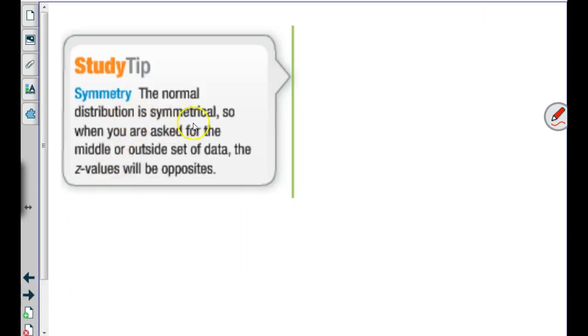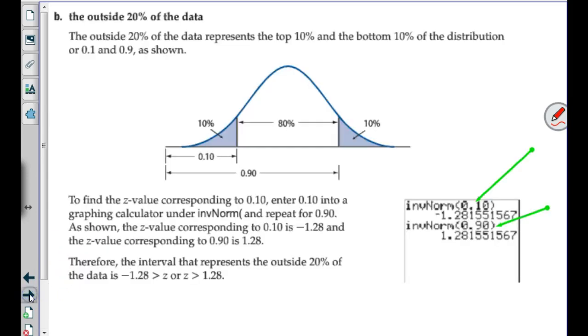Okay, the normal distribution is symmetric, so when you're asked for the middle or outside, the z values will be opposite. This says the outside 20%. Now you've got to be careful because this confused me at first. I wanted to do like 80% and 20%. But if you're doing the outside 20% total, then they want 10% at the bottom and 10% at the top. Does that make sense? So they did inverse norm 0.1 and 0.9, which are exactly the same scores. This was negative 1.28 and positive 1.28 as the z-scores.